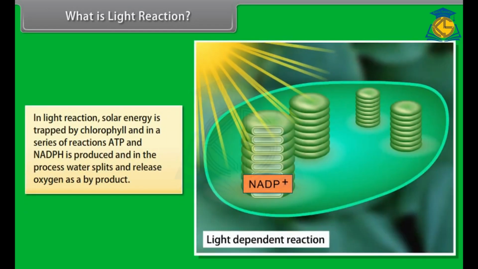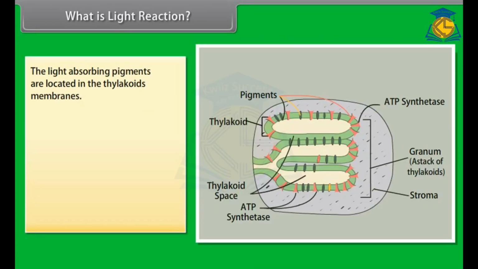What is light reaction? In light reaction, solar energy is trapped by chlorophyll and in a series of reactions, ATP and NADPH are produced and in the process, water splits and releases oxygen as a byproduct. The light-absorbing pigments are located in the thylakoid membranes. Chlorophyll P680 and P700 are present in these membranes.